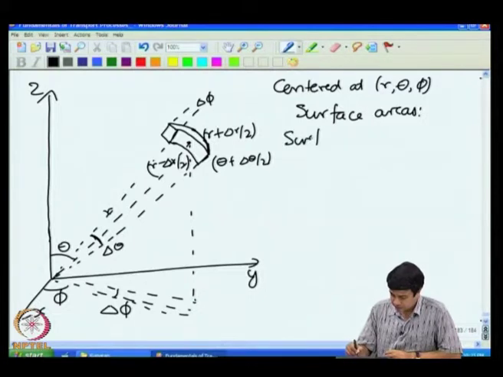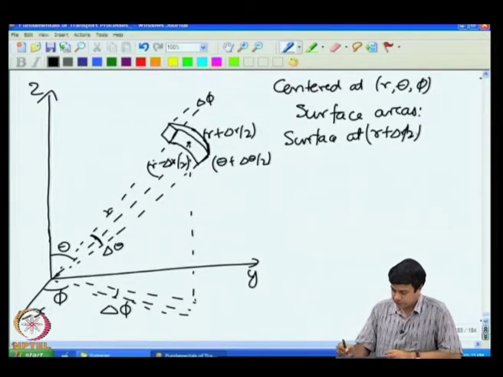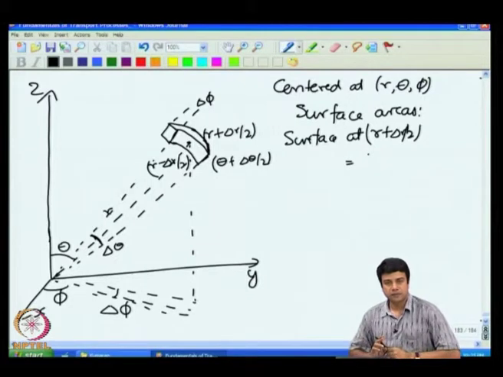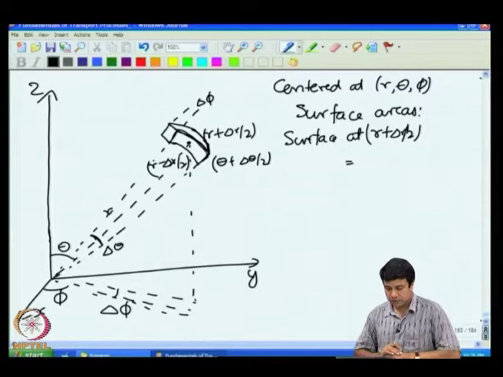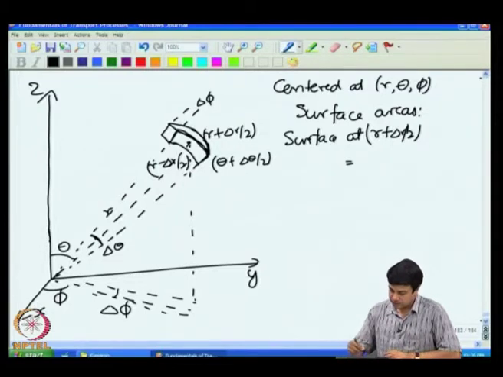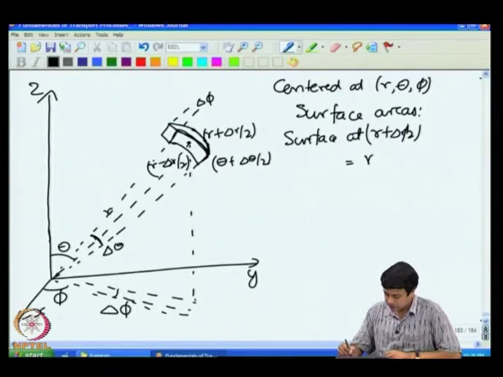The surface at r plus delta r by 2 is going to be equal to, I have a distance here. This distance is going to be equal to r times delta theta, because the distance from the center is r, the angle subtended is delta theta. Therefore, this distance is going to be equal to r times delta theta.